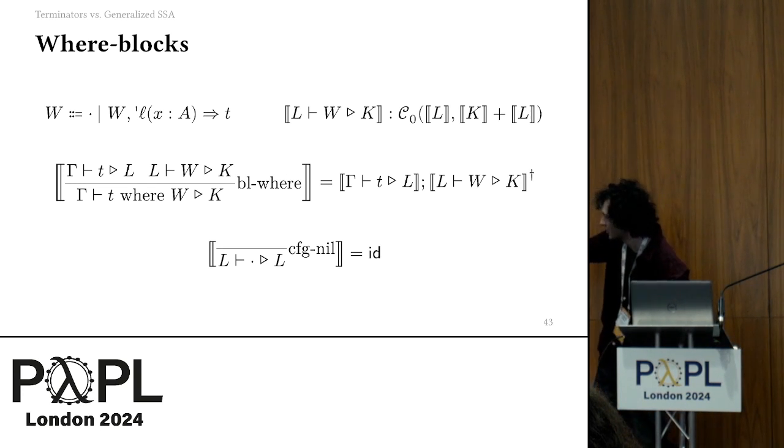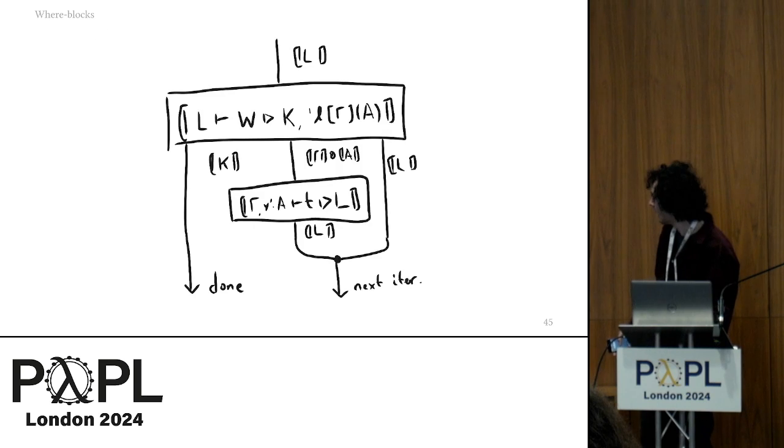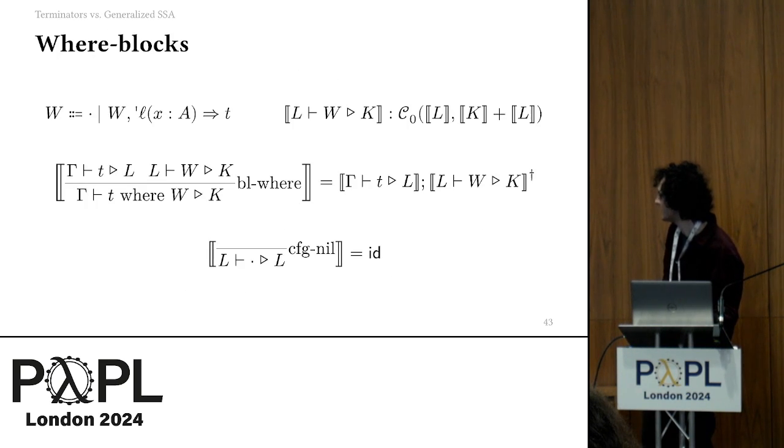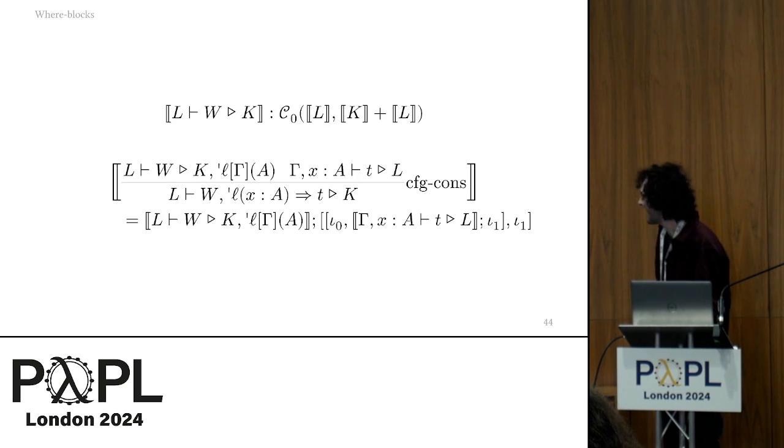So the empty collection of basic blocks is just going to be the identity, because that means that anything we call in T can't actually be inside the where block, so it needs to be outside. And when we add something to W, we are going to put it through this gadget. Okay, this again makes no sense, so I'm going to draw another picture.